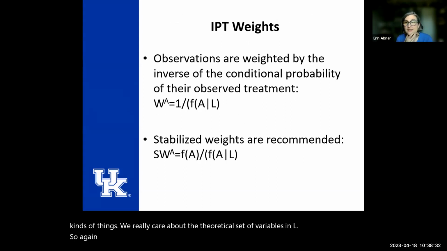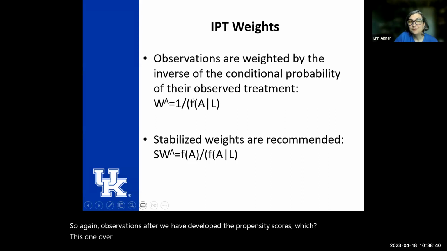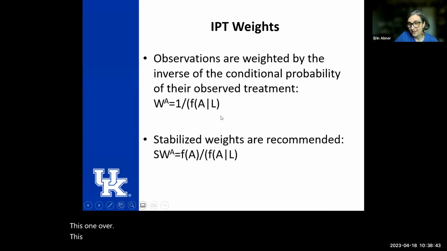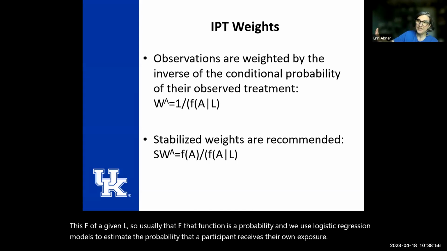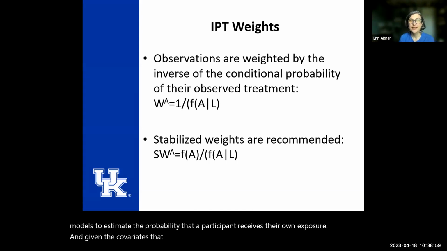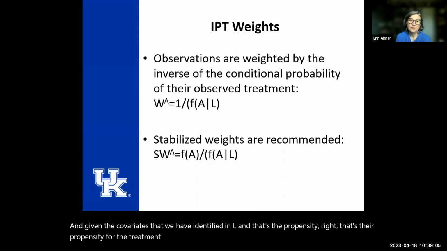So again, observations after we have developed the propensity scores, which is this 1 over f of A given L. So usually that f, that function, is the probability, and we use logistic regression models to estimate the probability that a participant receives their own exposure given the covariates that we have identified in L. And that's the propensity, right? That's their propensity for the treatment that they actually received. And the inverse probability weight is simply the inverse of that quantity.